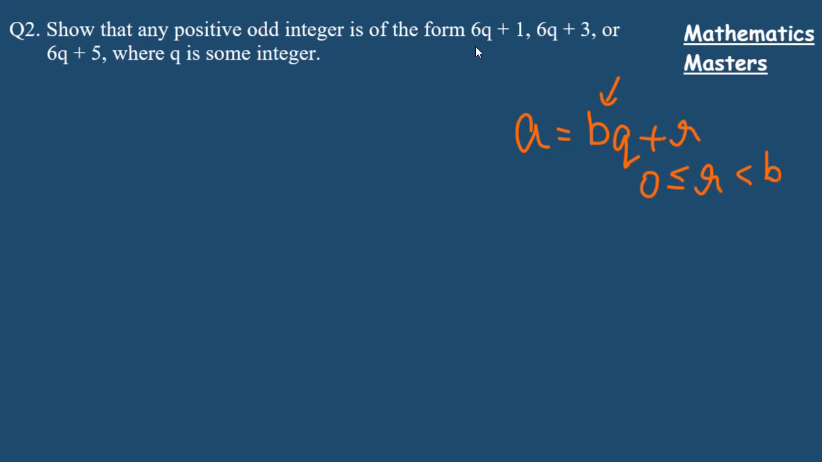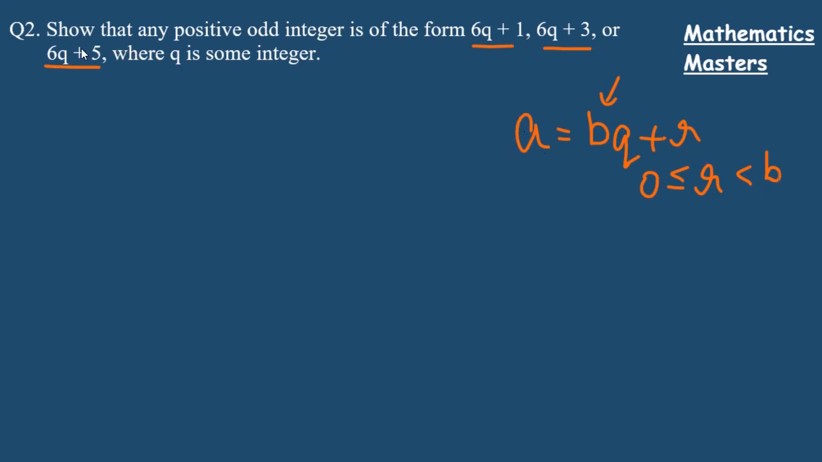Now look at these expressions, 6q plus 1, 6q plus 3, and 6q plus 5. They look like bq plus r, where if I let b be 6 and the remainders r to be 1, 3, and 5, q could be the quotient. So why not let's do this.